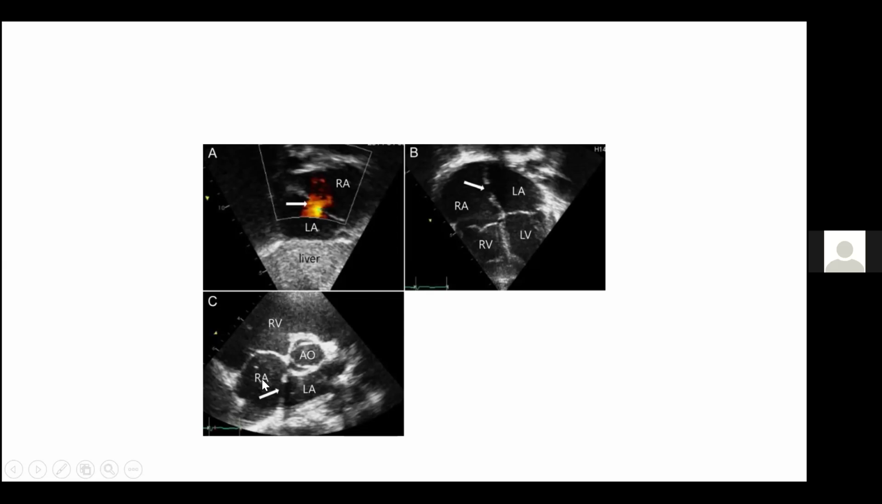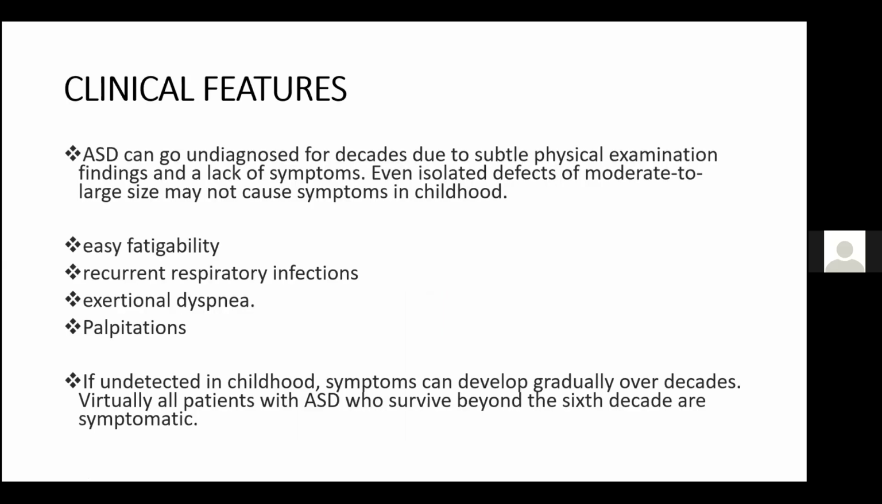And in this one, you can see that the right atrium is also enlarged. Because we know that the communication is from the left atrium to the right atrium, the right atrial chamber will increase and the pressure will increase. And if it increases for a long time, Eisenmenger syndrome can develop, in which there will now be reversal of flow. Clinical features are usually asymptomatic, but when they become symptomatic in childhood, they can present with easy fatigability, recurrent respiratory infections, dyspnea or palpitation.